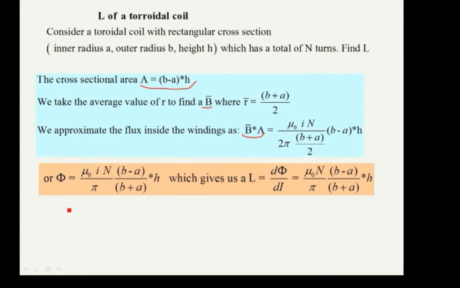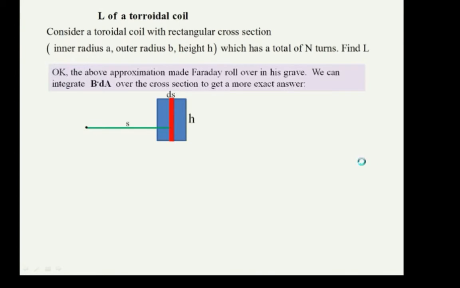If you take that result and differentiate it with respect to I, you'll notice that again you just have a linear dependence on I, and you're reduced to parameters that only depend on the geometry of the coil and mu 0, and of course the number of turns. So that's a pretty simple answer, and it would be useful. But if you look at what Faraday would say, this above approximation made Faraday roll over in his grave, because we can integrate the flux that we had from the B that was exact. And so we can integrate over the cross-section to get a more exact answer.